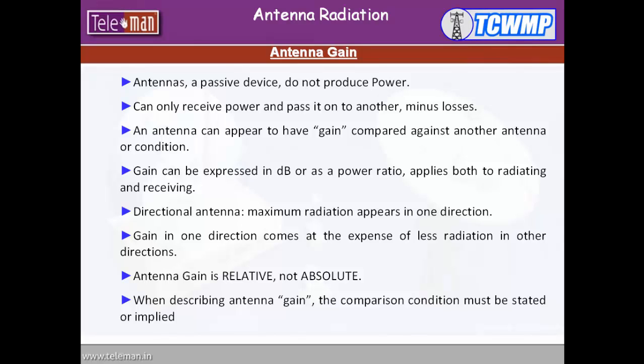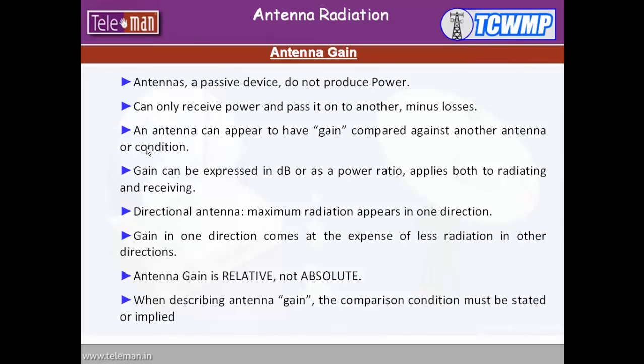Antenna gain. An antenna is a passive device, so it does not produce power. It can only receive power and pass it on to another, minus losses. An antenna can appear to have gain compared to another antenna or conditions. Gain can be expressed normally in dB or as a power ratio, and applies to both radiating and receiving.